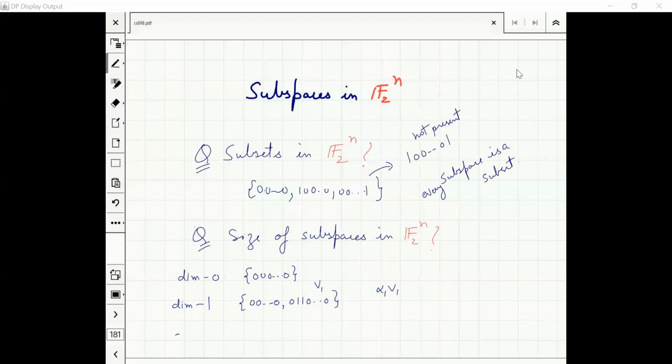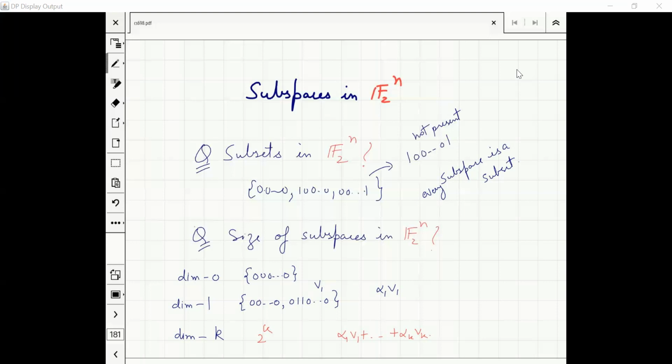This shows that the size of a dimension k subspace would be 2 to the power k. If the basis is v1 to vk, then every element can be written as alpha 1 v1 plus and so on up to alpha k vk. Correct? Sounds good. So could you repeat the argument once?